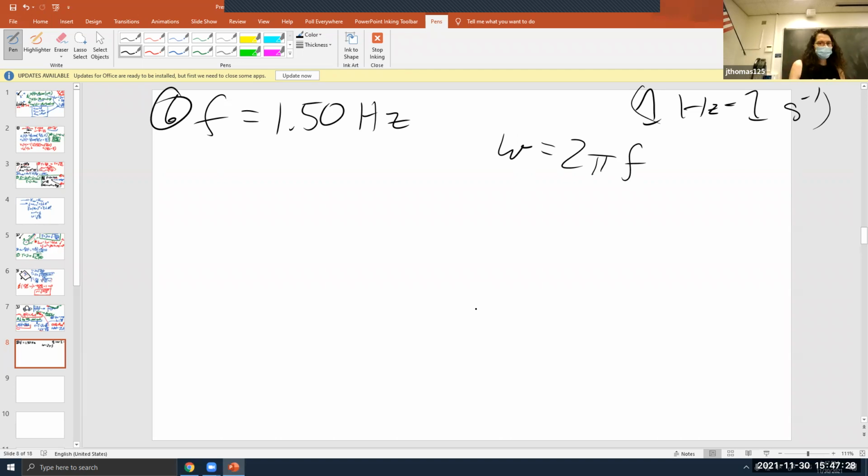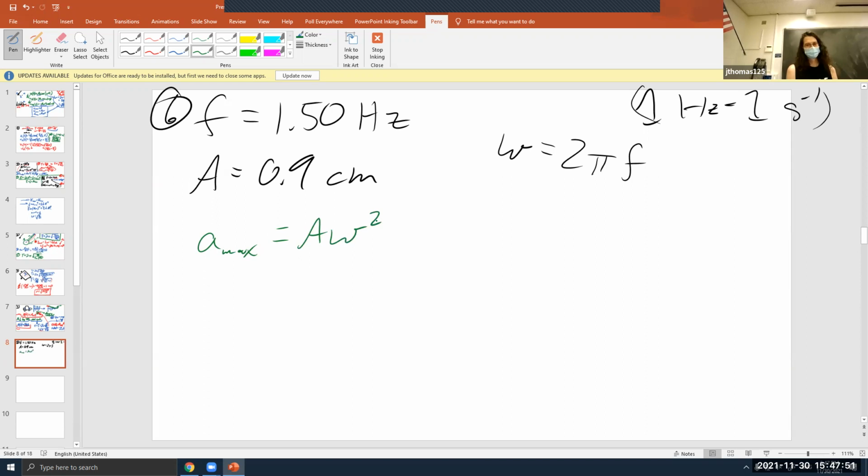Other than that, we are given an amplitude of 0.9 centimeters. Again, we need to make sure we convert to meters there. And we are asked to find the magnitude of the acceleration. The acceleration amplitude is, in other words, the maximum acceleration. It's A omega squared. I have my A, and I have something that relates to omega. So this will be A times 2 pi f squared. This is going to give you a value for the acceleration in meters per second squared.